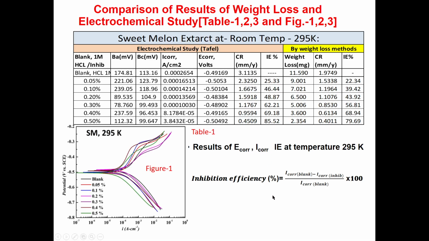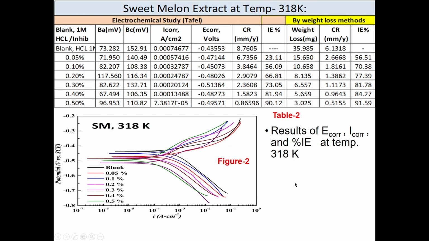So it is supporting the result that the inhibition efficiency is increasing with the increase in the inhibitor concentration. And at the other temperature, 318 Kelvin, you can also see that the corrosion rate is decreasing and inhibition efficiency is increasing in both cases, and these are also quite comparable.